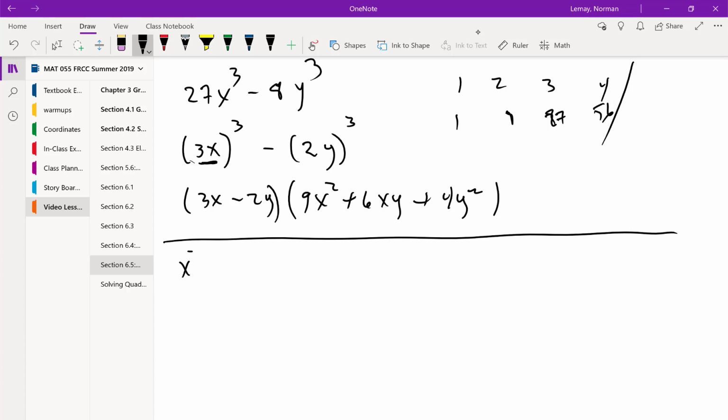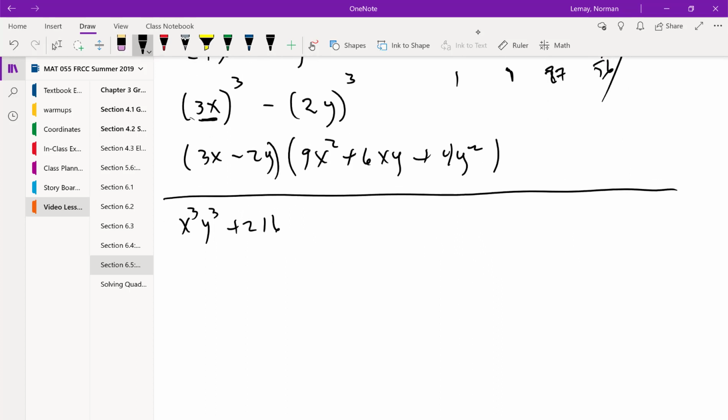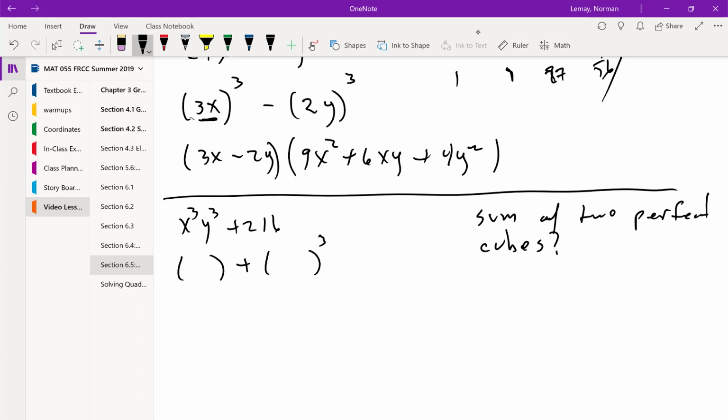So x cubed y cubed plus 216. Again, this is the sum. So the question is, is this the sum of two perfect cubes? That's the question. And to answer that question, if we can rewrite this like this and fill in the blank, then the answer to that question here is yes. So x cubed y cubed, can we agree this is just xy?